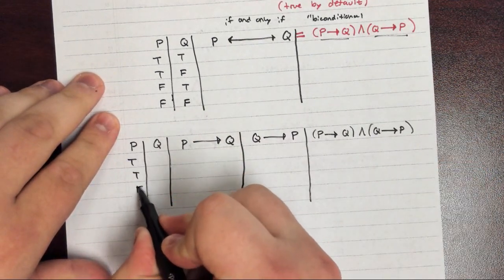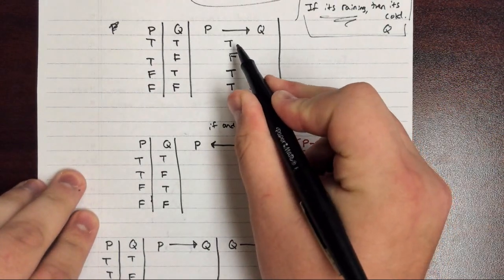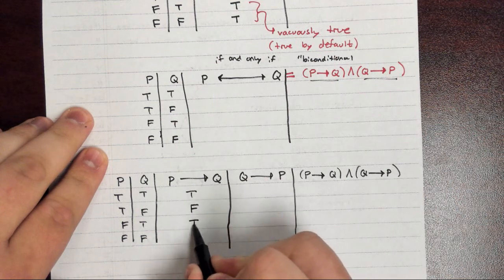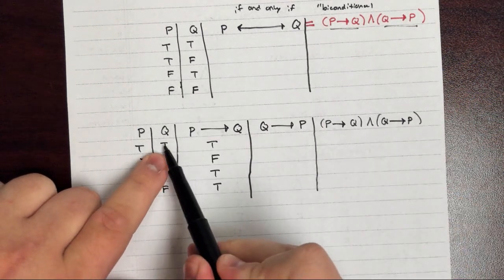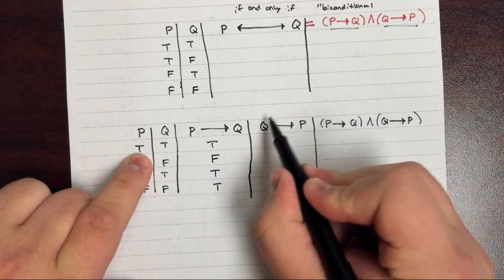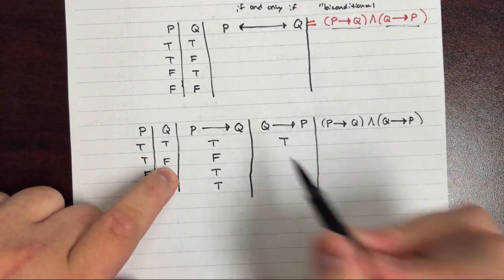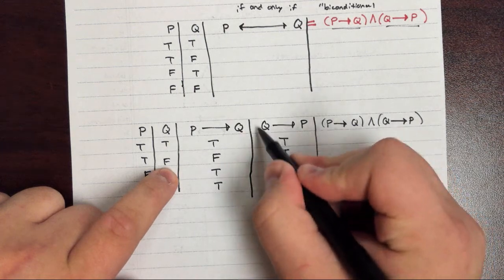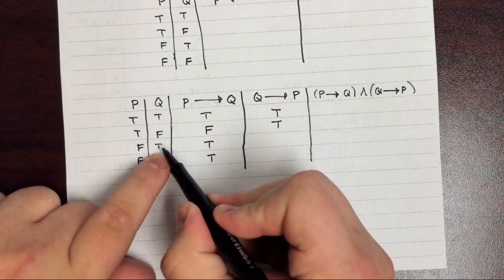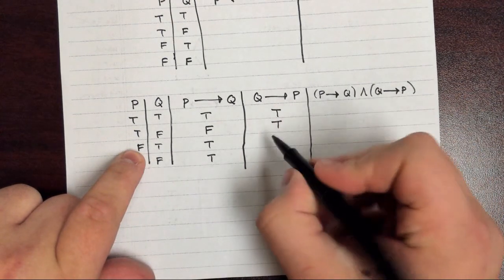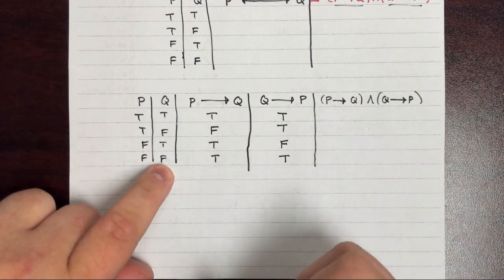So we've got true, true, false, false, true, false, true, false. We just did P implies Q up here. That was true, false, true, true. All right, let's do Q implies P. If Q is true and P is true, then this statement itself is true. If Q is false, then it's vacuously true. If the first part is false, then it's just true by default. If Q is true and P is false, then this implication is false. And if Q is false, that means it's vacuously true.